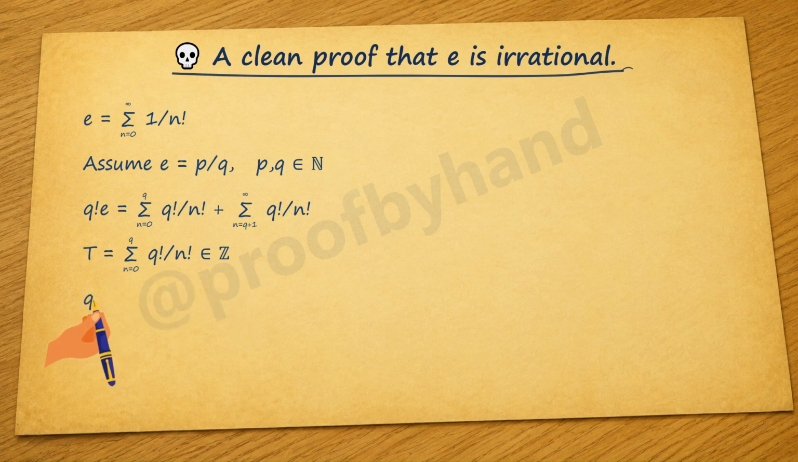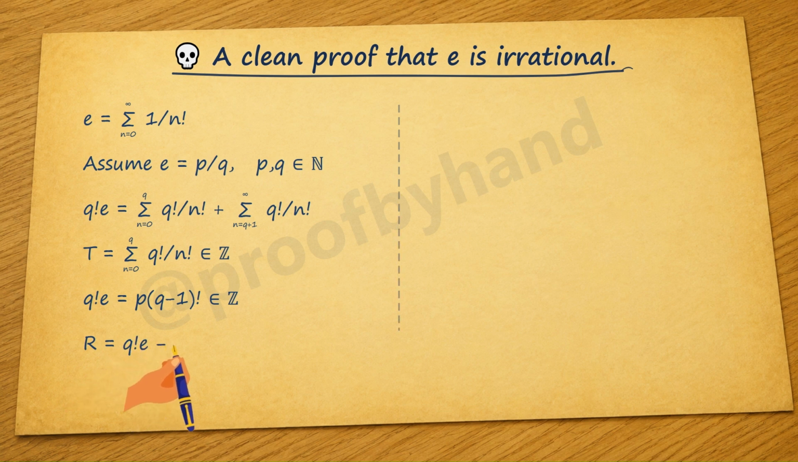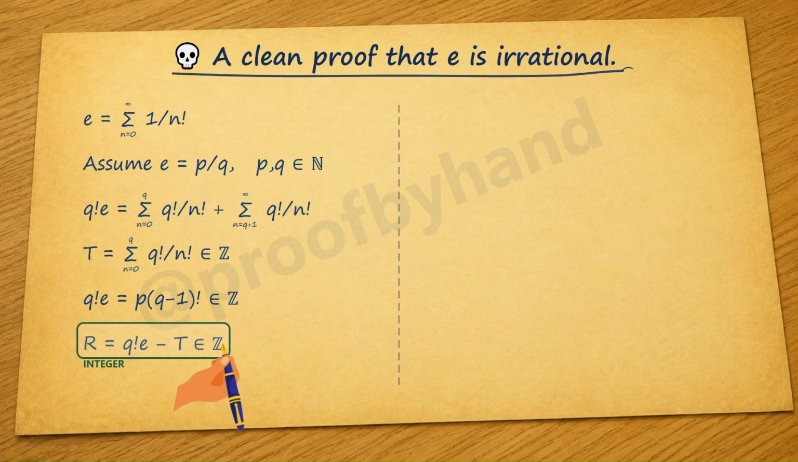Also, q factorial times e, which simplifies to p times (q minus 1) factorial, is an integer. Therefore, the remainder R, which is the difference of the two integers above, must also be an integer. Now look only at that positive remainder. It is the infinite tail beginning at n equals q plus 1.